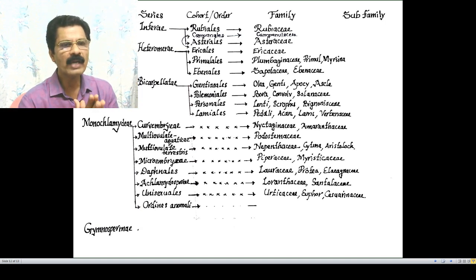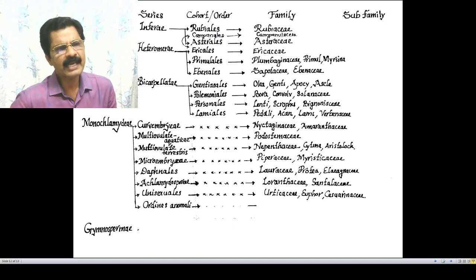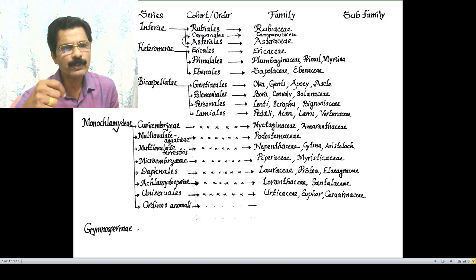So Monochlamydeae have 8 series, there is no cohort. They are Curvembryae, Multiovulatae aquaticae, Multiovulatae terrestres, Microembryae, Daphnales, Achlamydosporae, Unisexuales, and Ordines Anomali. Curvembryae: Nyctaginaceae, Amaranthaceae, where you can see a curved embryo.